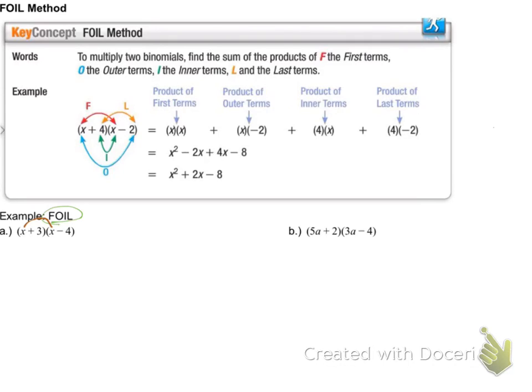First, F, x times x, x squared. Outside, x times negative 4, negative 4x. Inside, 3 times x, 3x. And last, 3 times negative 4. And what are you going to do with the middles? So you end up with x squared minus x minus 12. Done.